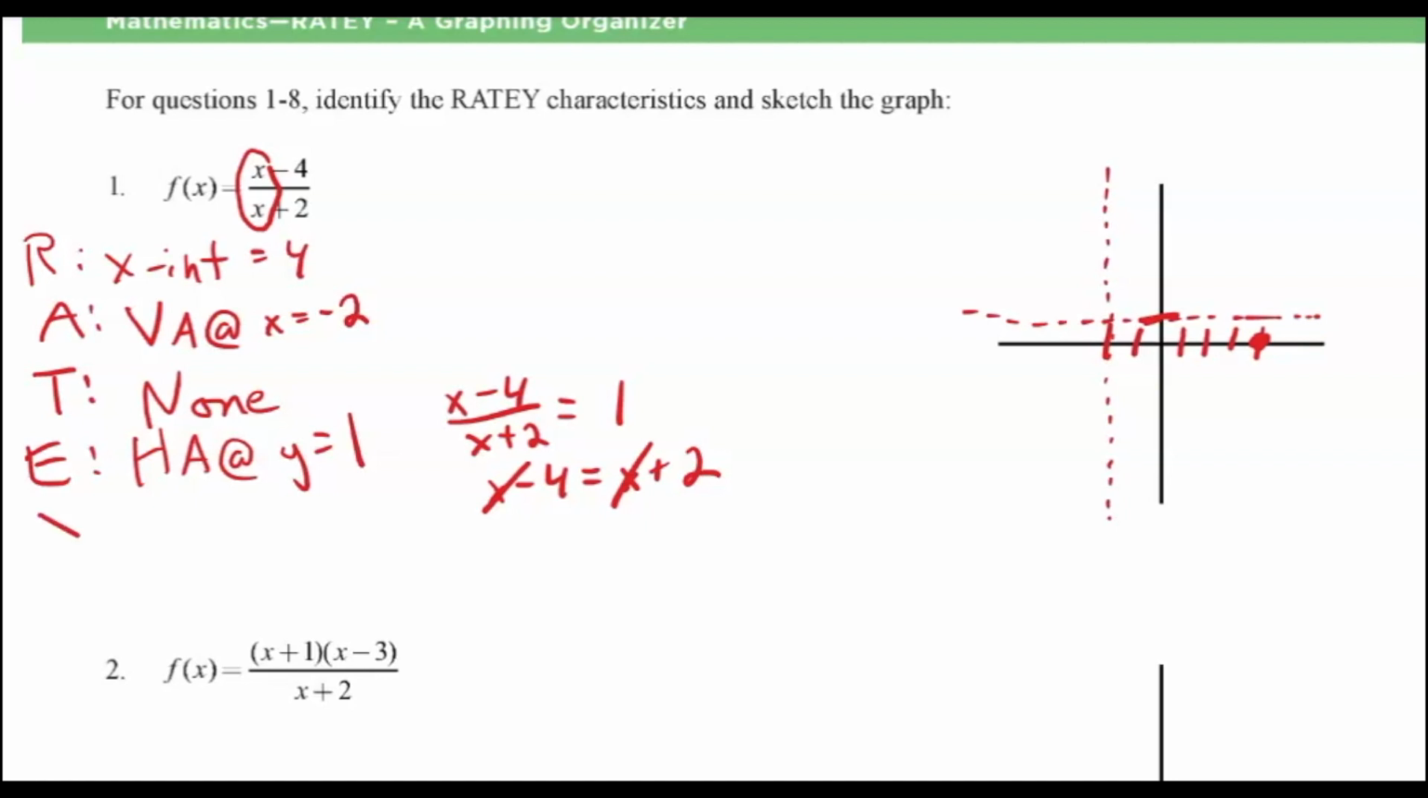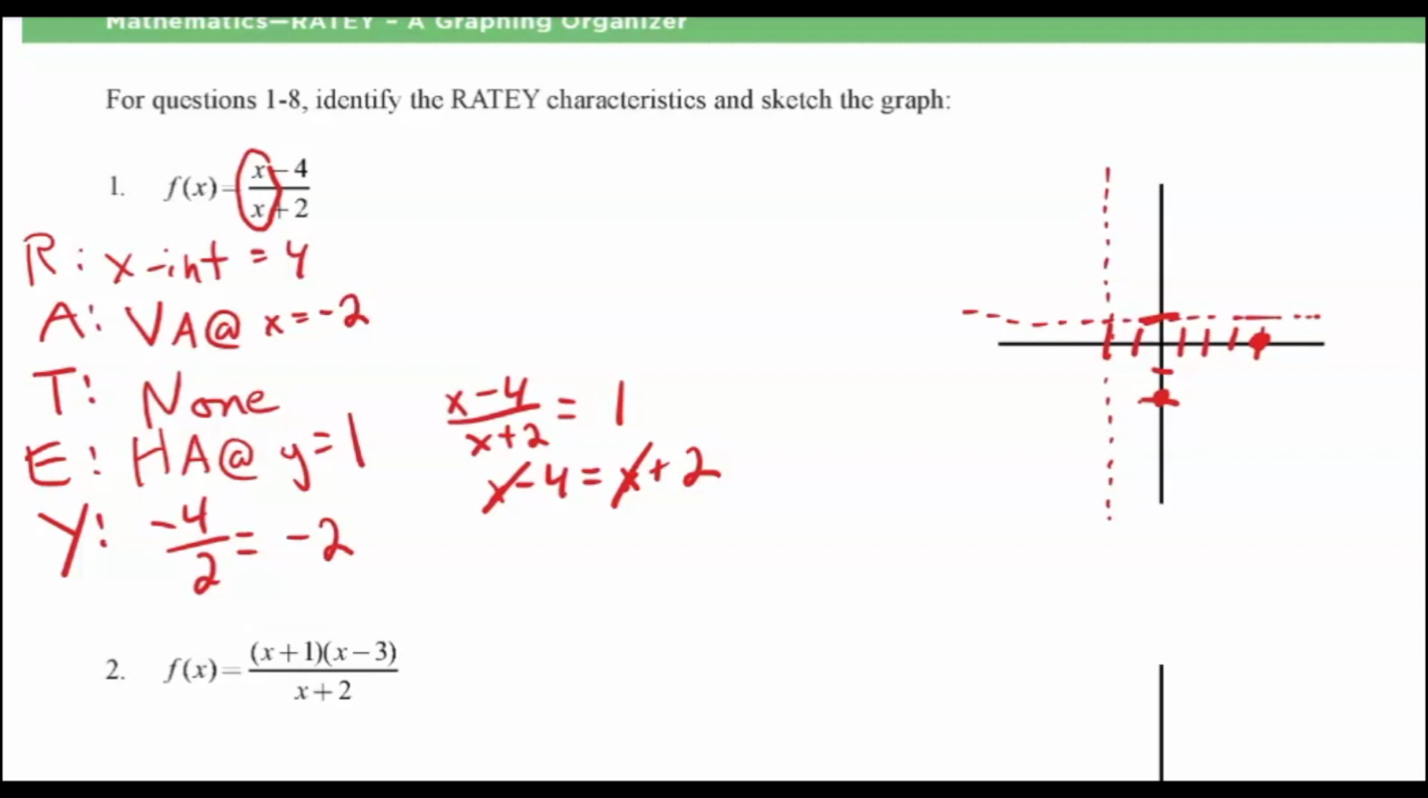Then we can move on to the last part of RATEY, which is the Y-intercept. Just by plugging in 0 for all the x's, you'll get negative 4 over 2, which is negative 2. So the Y-intercept is negative 2. And now we're ready to graph the function.